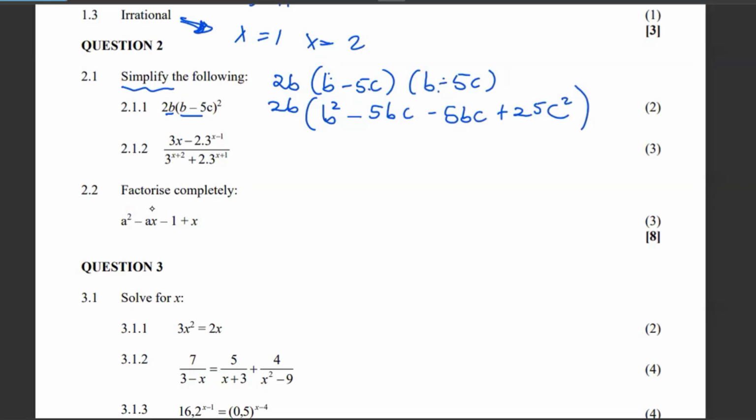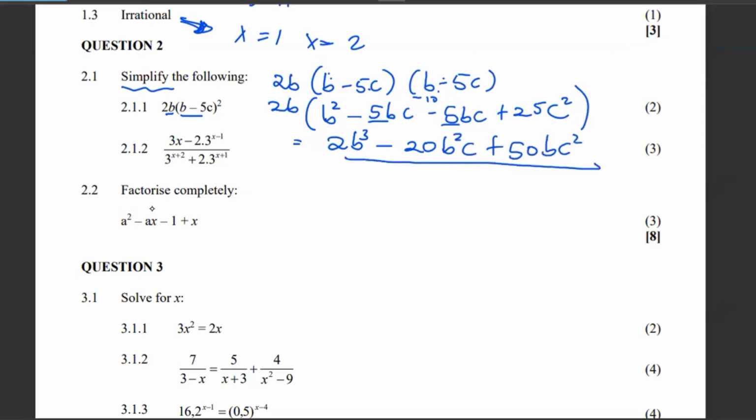Then I'll open it up using the 2b again, and then I'll later simplify. So that's going to be 2b cubed. This is 5, this is 5, it's going to give me negative 10, which gives negative 20b squared c. And then I have 50bc squared. This becomes my final answer for 2.1.1. So remember, with opening brackets, we can have a monomial with a binomial, a monomial by a trinomial, a binomial and a binomial. We use the FOIL, okay? And so on and so forth.